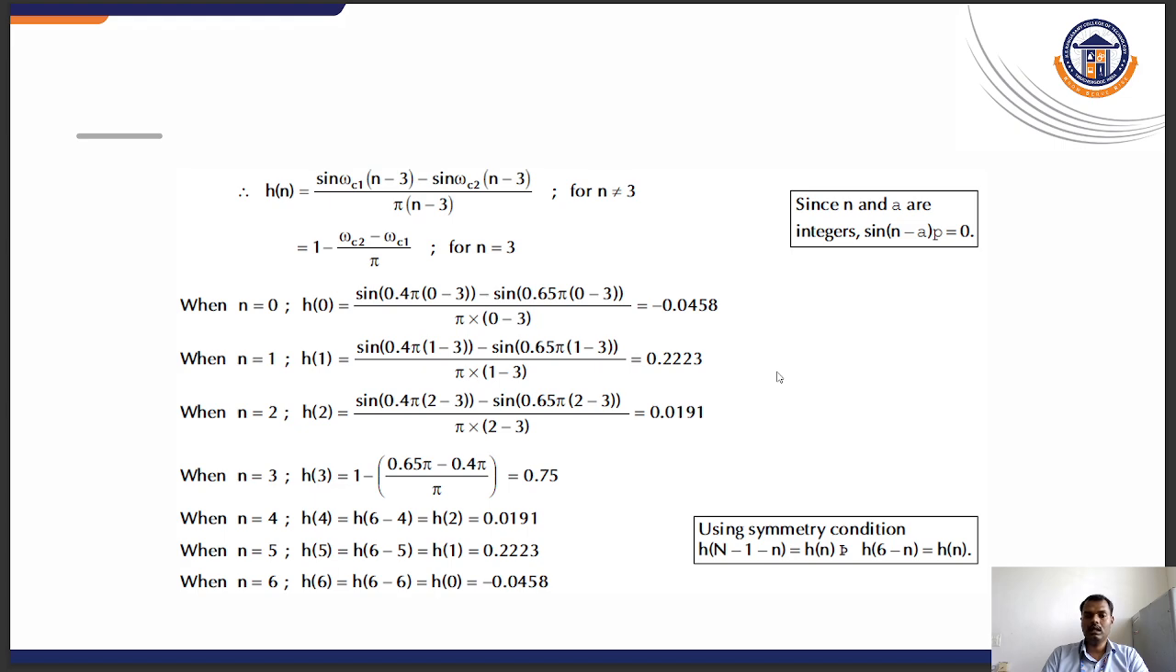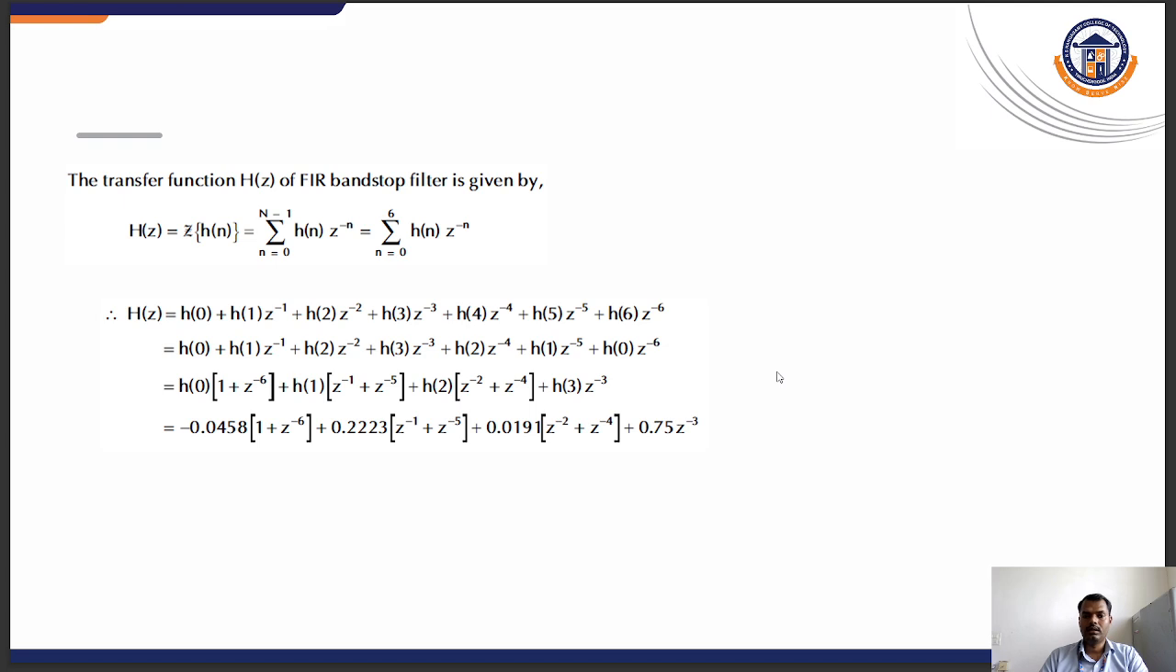We obtain the values as minus 0.0458, 0.2223 and 0.0191, and then for n equal to 3 it is 0.75, and then for n equal to 4, 5, 6 it will be the mirror of n equal to 2, 1 and 0. This is because of the symmetric condition.